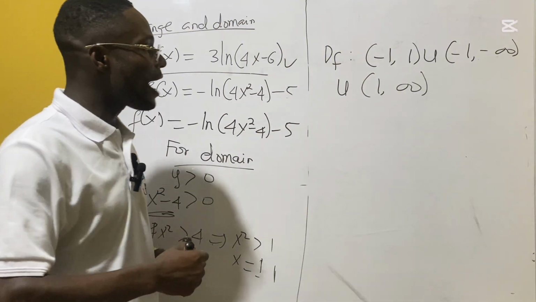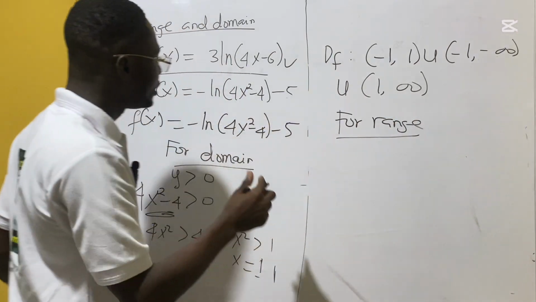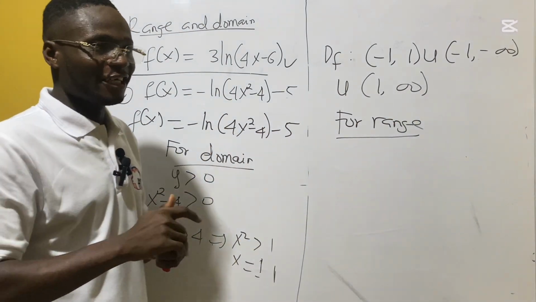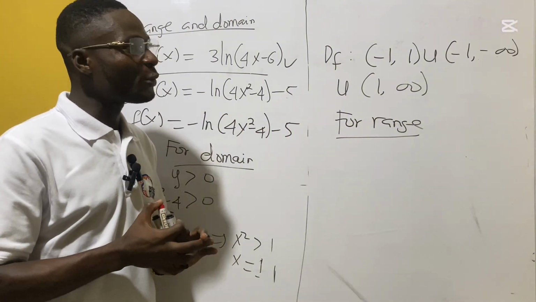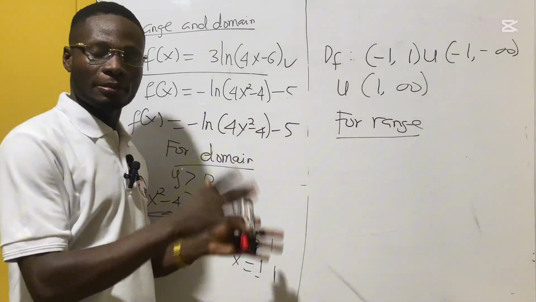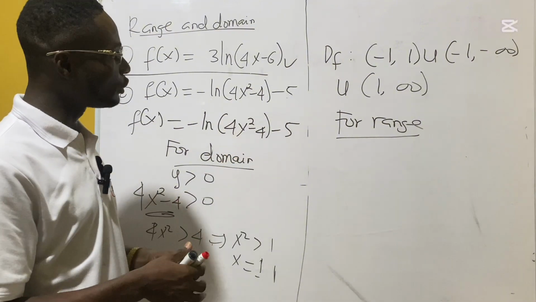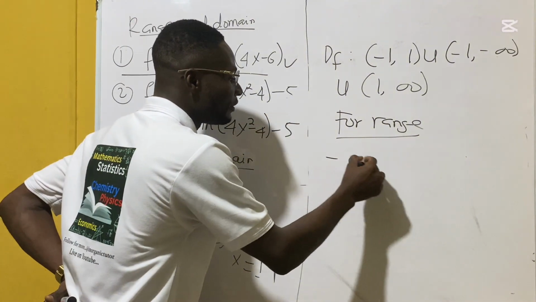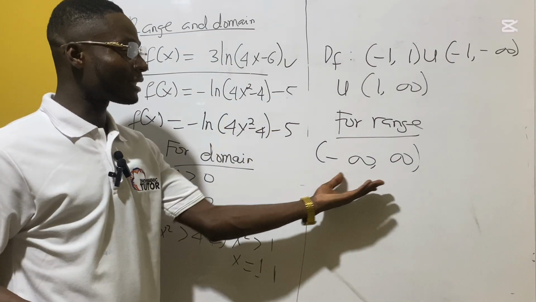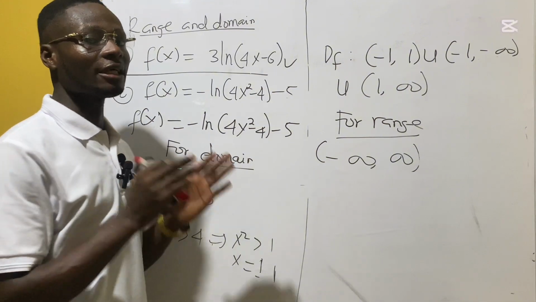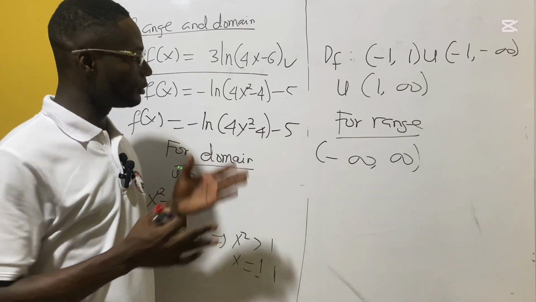For the range, you know that it takes all values of x, with the exception of negative infinity and positive infinity. So the range for this particular function is going to be negative infinity to positive infinity. Basically, the range excludes these two elements, negative infinity and positive infinity. Apart from these, any other element qualifies to be part of the range.